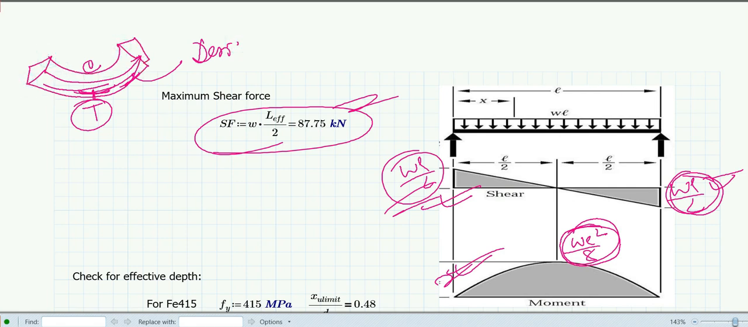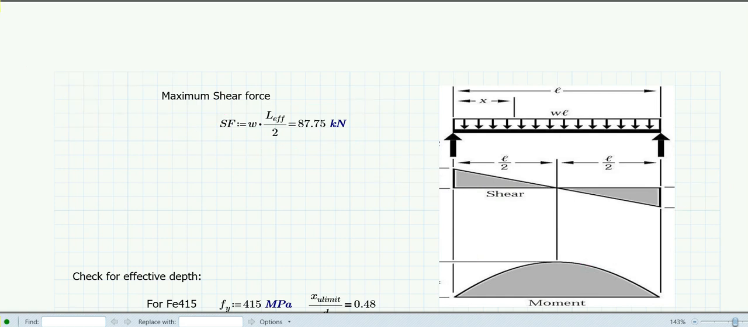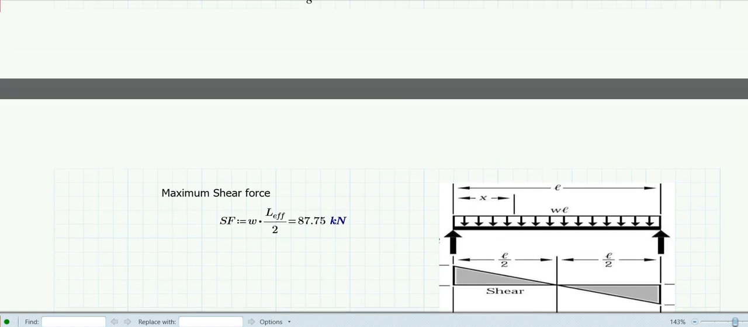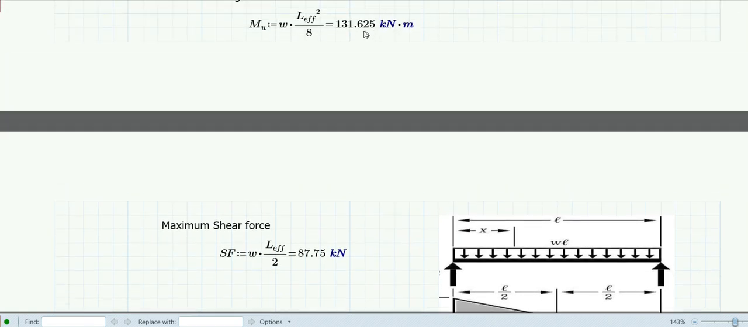So our main objective is to take care of these two things: this maximum moment, 131.625 kilonewton meter, and this shear force. You will see that the shear force calculation will be a little bit different, but for now you think that you have to take care of this moment. This is your prime objective of this problem. You have to design something which will be able to take this moment.